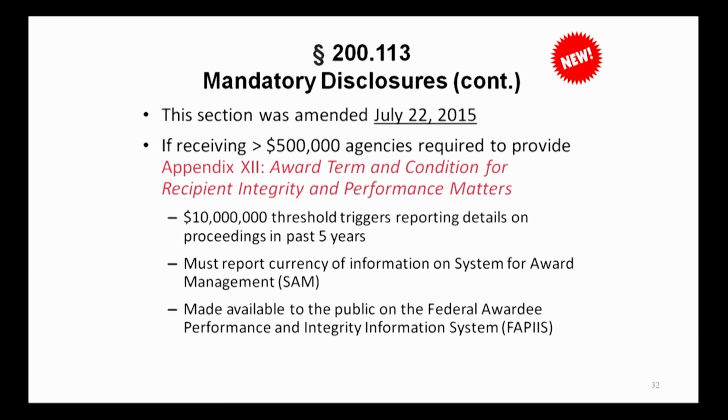Also, under mandatory disclosures, and this is found in Appendix 12, when an agency is making a grant for more than $500,000, they must include Appendix 12, award terms and conditions for recipient integrity and performance matters, in the grant agreement. And secondly, if the award exceeds $10 million, then the agency is required to provide current information, actually going back 5 years, on the performance of that grantee. And that information is available to the public.